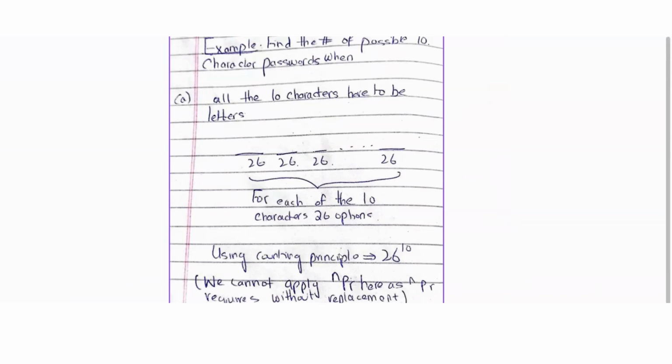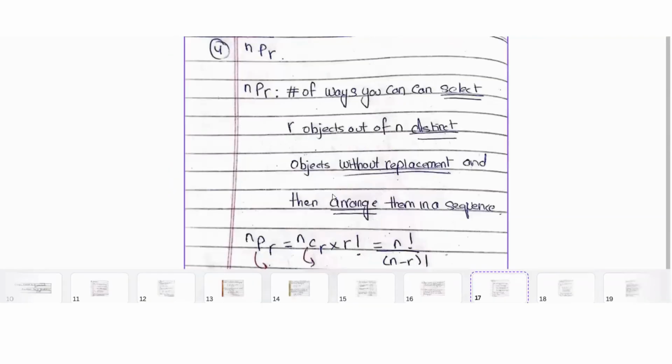Now we cannot apply nPr here as nPr requires without replacement. And here there's no restriction that you cannot repeat the letters. You can reuse the same letter. It's not saying that the 10 characters have to be letters and distinct. So you can think about it as selecting 10 letters from 26 letters with replacement. So you can't apply nPr, because like we said, nPr requires without replacement.